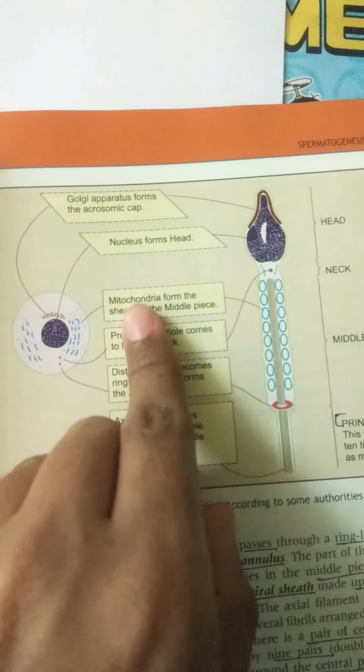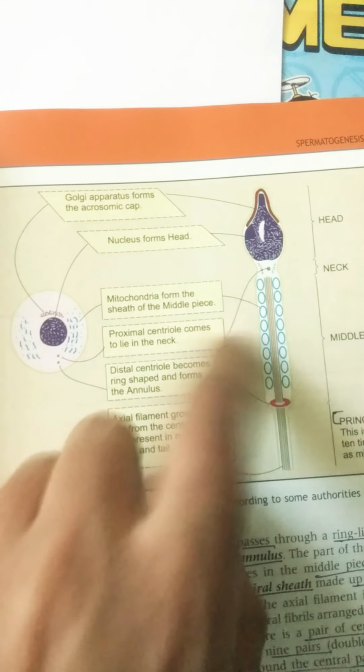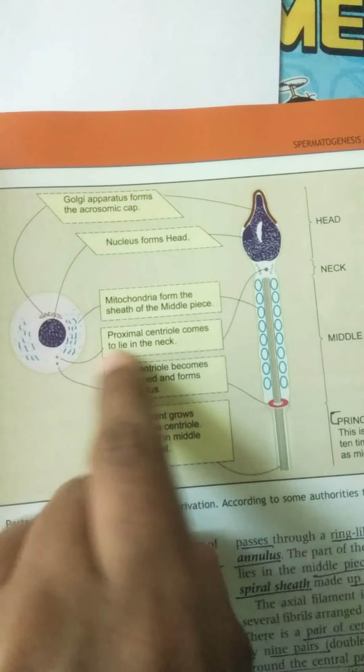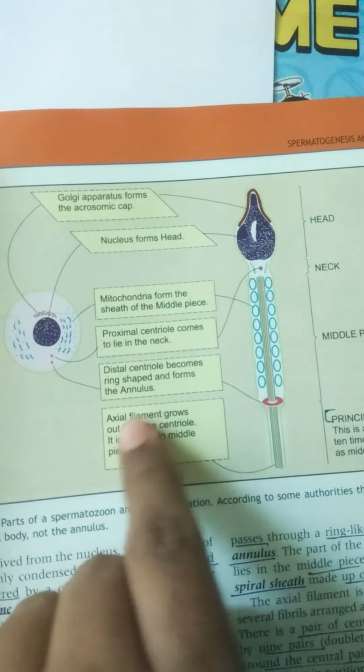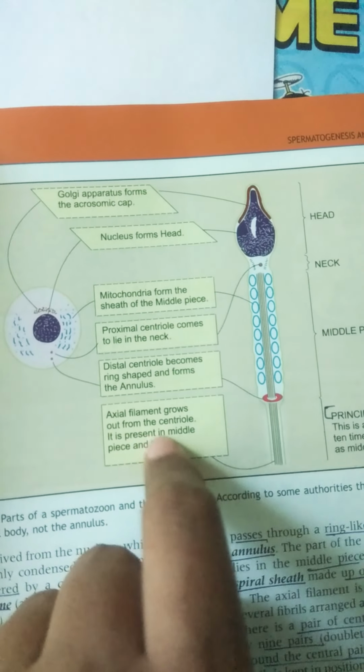And you can see the Golgi apparatus forms the acrosomal cap, the nucleus forms the head. Mitochondria form the sheath of the middle piece, and the proximal centriole comes to lie in the neck. The distal centriole becomes ring-shaped and forms the annulus. The axial filament grows out from the centriole. It is present in the middle piece and also in the tail.